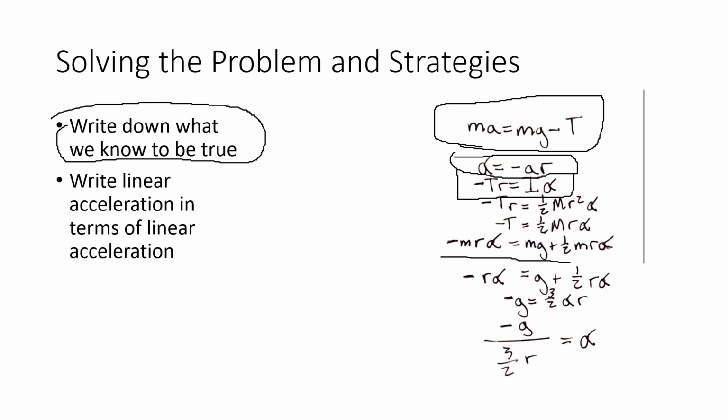Here, the masses all cancel out. Do a little bit of algebra to get minus g equals 3 over 2 times the angular acceleration times r. Notice the negative sign here, because it's in the negative direction when we're looking at angular motion. So eventually, with a little more algebra, we get the answer: minus g over 3 over 2 r equals the angular acceleration.